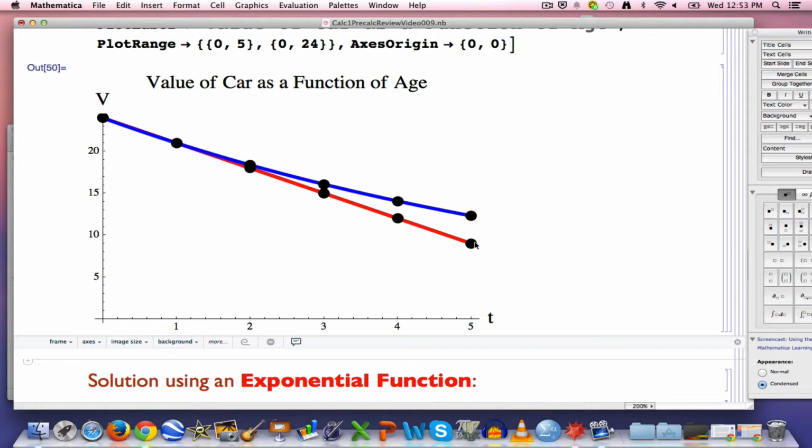Again, I'm not thinking about questions of which model is more accurate. Conceivably, you could try both models and maybe even average the results to get your estimate for how much the car is depreciated. To end the video here, the last few minutes, we finally get to our main point, and that's to use the Manipulate command to do a qualitative analysis.